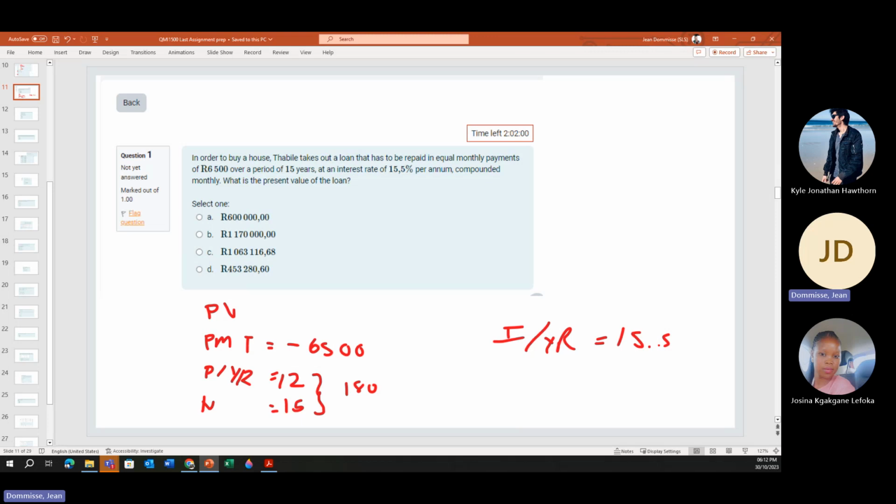So 15.5 interest, 12 times per year. Remember, the previous one was probably still 2 times a year, so we need to change that. 6500 as your payments. So my present value I get is 453,280.60, which is option D. Cool. Okay, yeah, so you can also use your Excel to do the Excel has very nice functions in it to work out your present value, future value, and PMT. So you can do that as well.